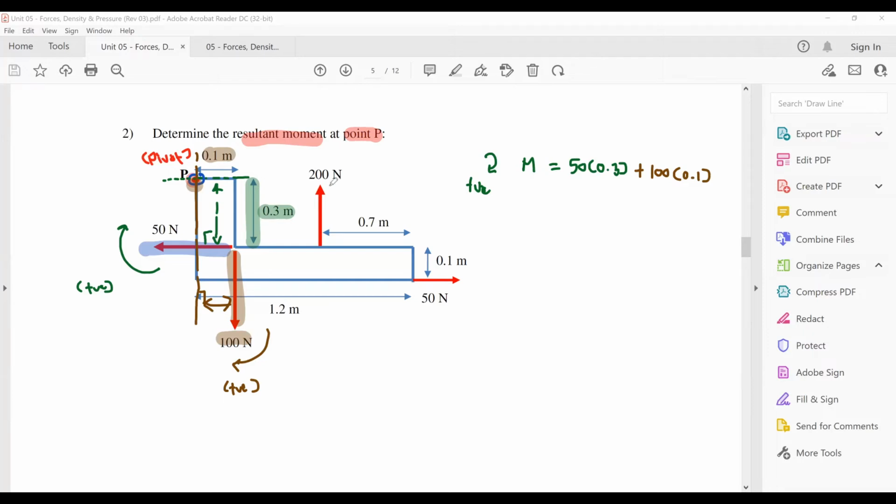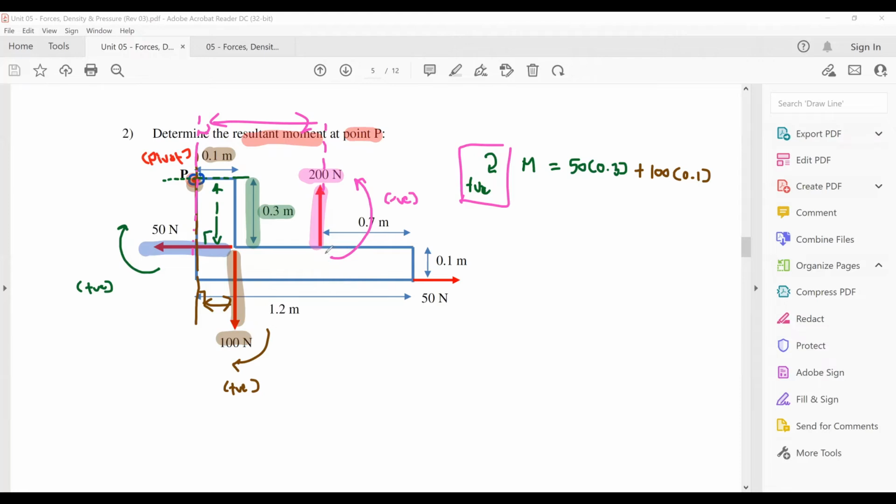Now we go to the 200 Newton force. If you try to visualize what will happen to the beam when a 200 Newton force acts here, it will tend to cause a rotation like this. This is counterclockwise, opposite to your sign convention, so it's negative. But now what is your perpendicular distance? Again, draw a line parallel, passing through the pivot. This one by right should be your perpendicular distance.